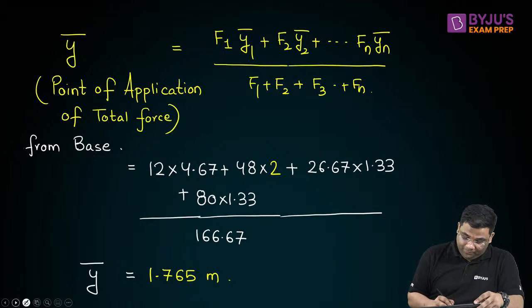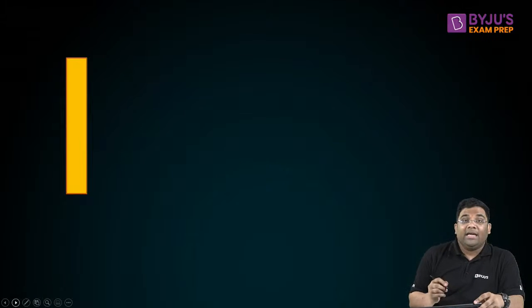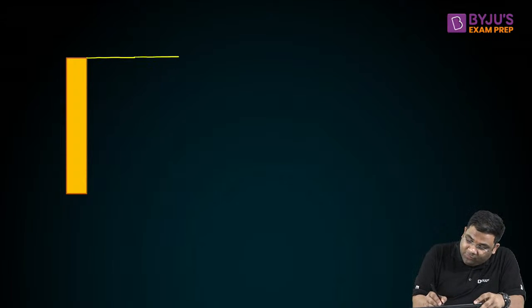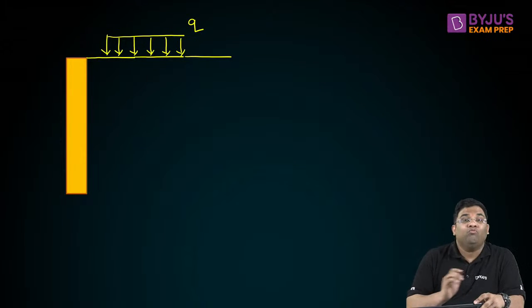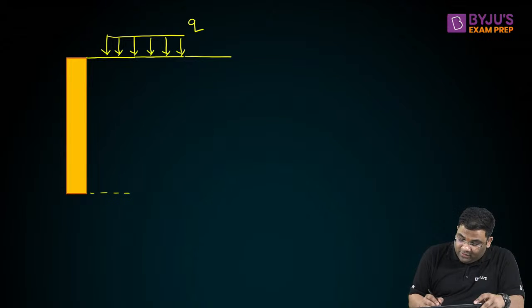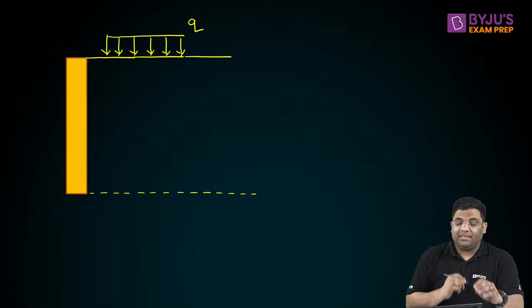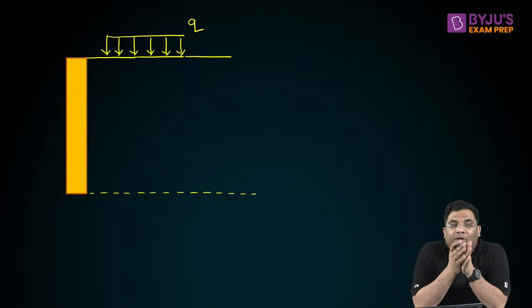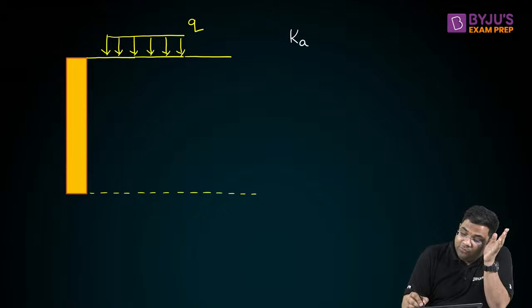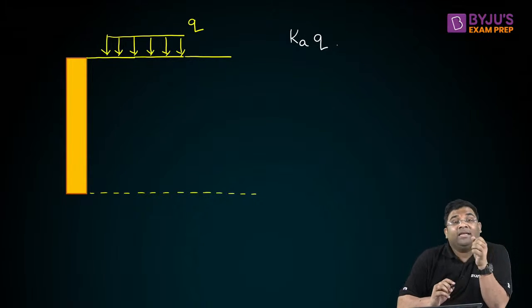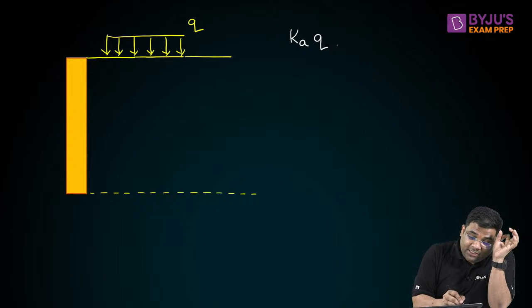So now the next thing. If we have some surcharge also, then how the distribution will be affected? It's very easy. Suppose we have this surcharge acting like this. This is Q. Now we know that due to surcharge, the active earth pressure will be Ka into surcharge. Why? Because if there is surcharge, the vertical stress will become what?